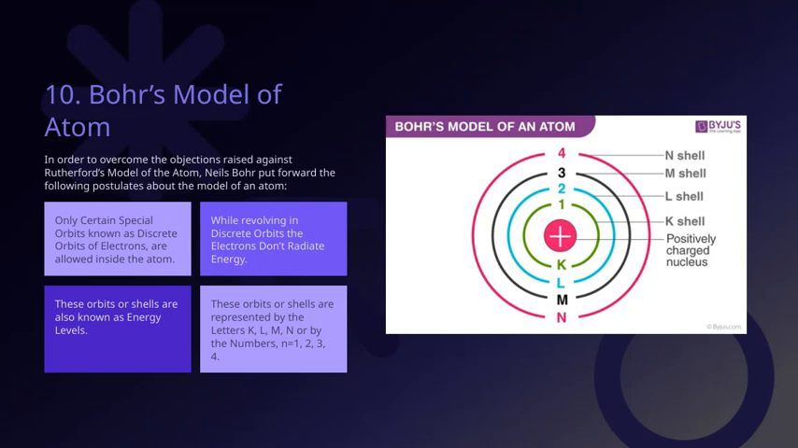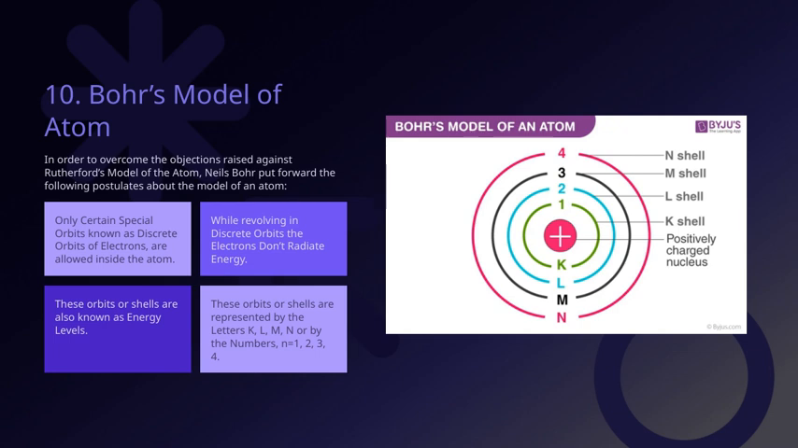Now, to address some of the issues with Rutherford's model, Niels Bohr proposed a new way of looking at the atom. He introduced the idea that electrons can only occupy certain specific orbits around the nucleus. These are what he called discrete orbits, or energy levels. The key point here is that electrons are restricted to these particular paths, rather than moving randomly.